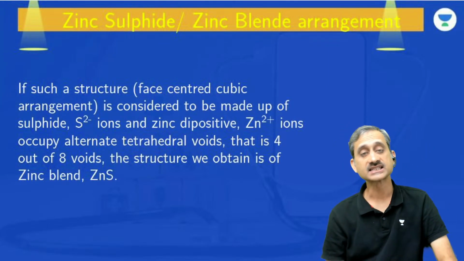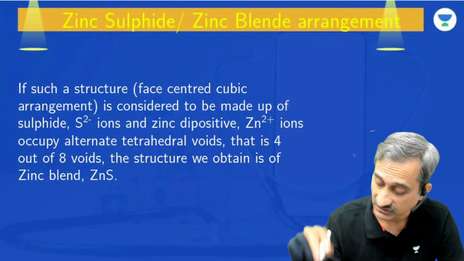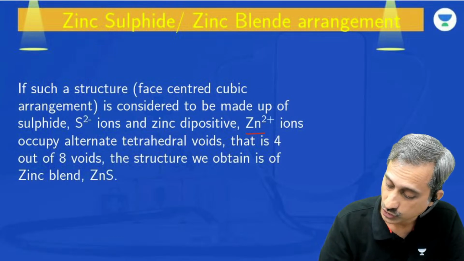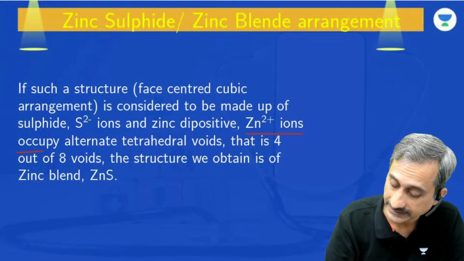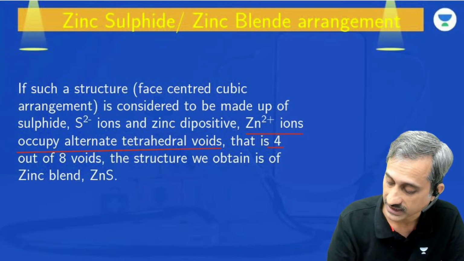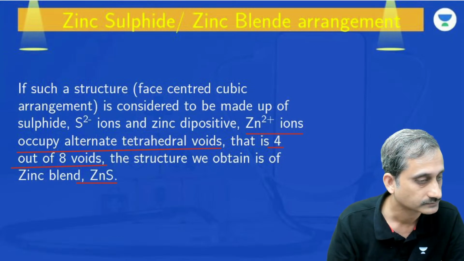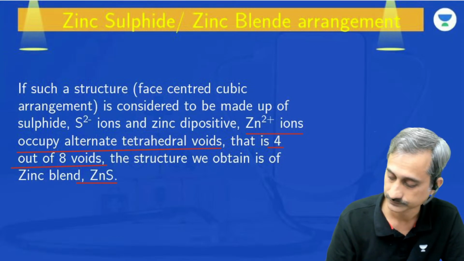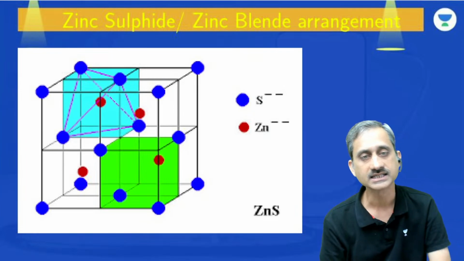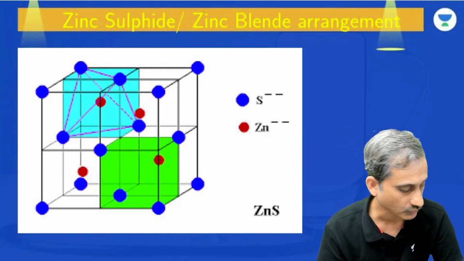And then we have zinc sulfide arrangement. Zinc sulfide arrangement is again a face-centered cubic arrangement of the sulfide ions in which zinc occupies alternate tetrahedral voids. That is, instead of 8, it is occupying only 4 of the voids. That is what we call a zinc blend or the zinc sulfide arrangement. Is it clear? So this is the zinc sulfide arrangement. So out of 8, 4 voids are occupied.